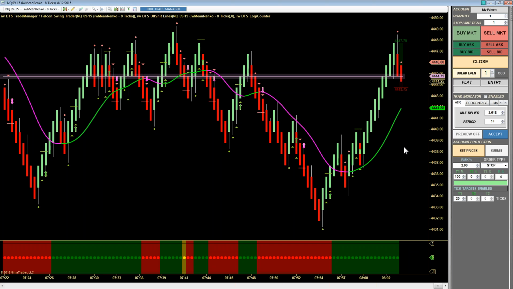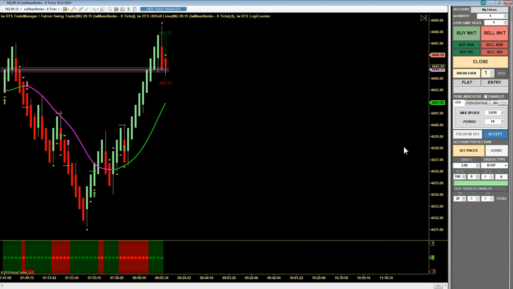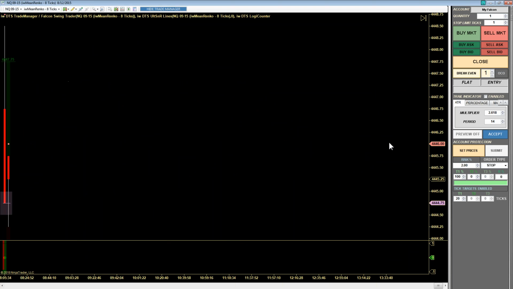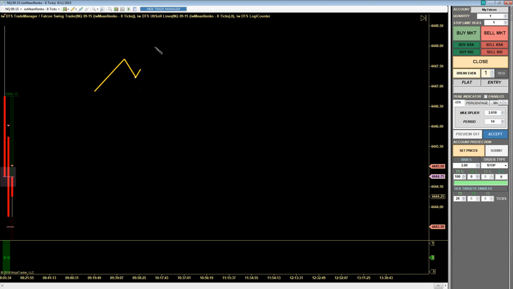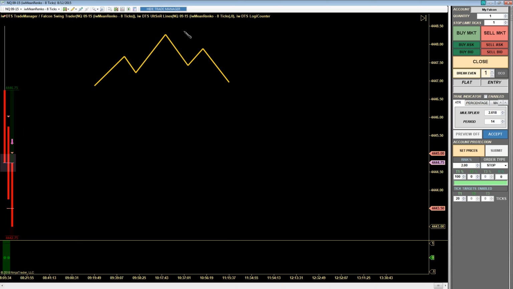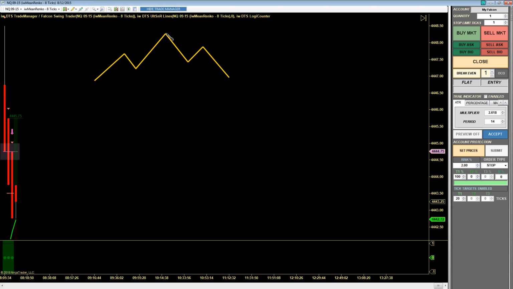Something like a test of the extreme is very simple, though. It's the basis for a lot of reversal patterns, like a head and shoulders. This is a head and shoulders pattern. This here is your test of the extreme, right? Here's your extreme price, your high. This here is your test and your failure.